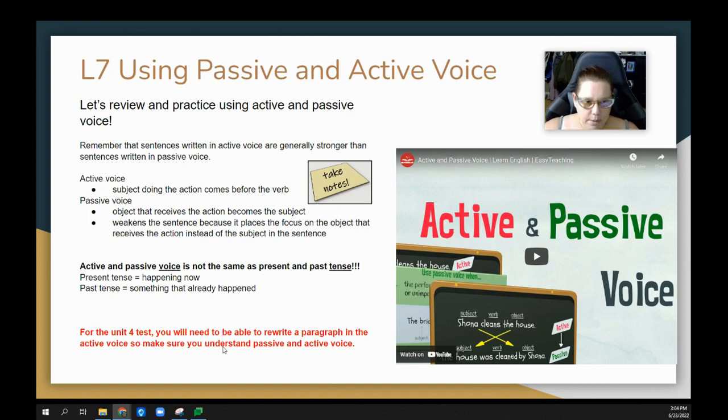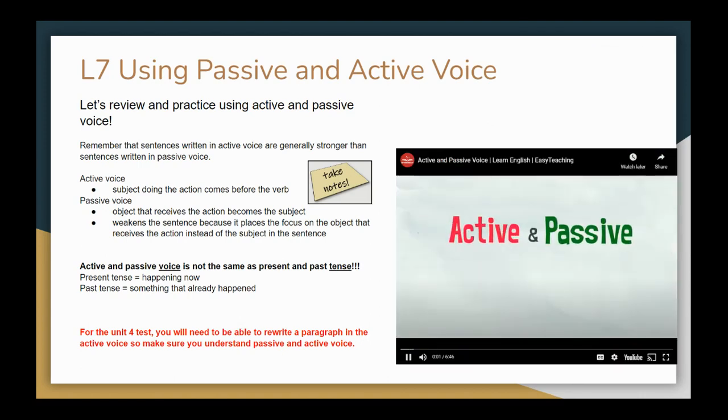And then again, remember that for a Unit 4 test, you will need to be able to rewrite a paragraph that's in passive voice into active voice. So just make sure you understand the difference between the two. So we're going to watch another video today on active and passive voice so that you get a little bit more clarification on that. Active and passive voice.